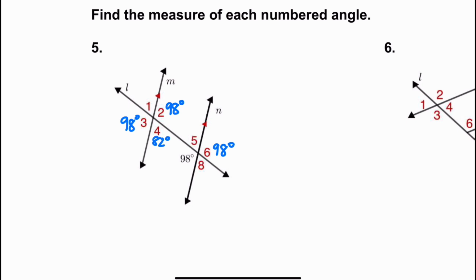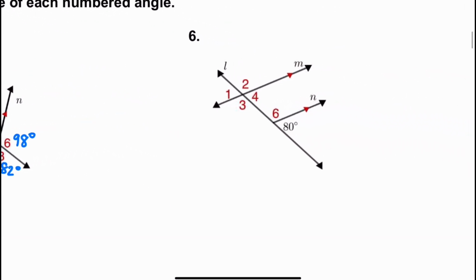So I'm going to take angle 1 and angle 4, which are both vertical angles. So they are the same, 82. Angle 4 and angle 8 are corresponding angles, so those are going to be the same at 82. And 5 is vertical to 8, and so this is 82 degrees as well.